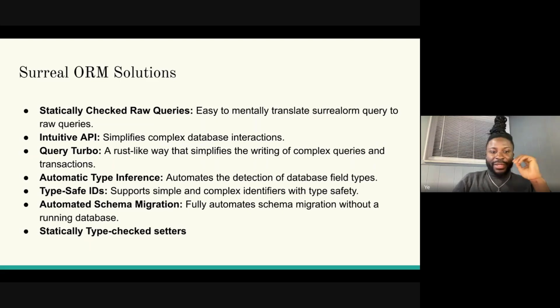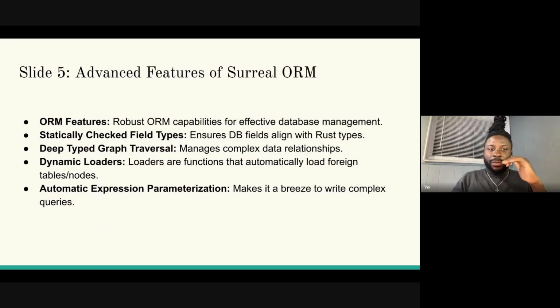And like I mentioned earlier, there's automatic schema migration, and we have a concept of statically type checkers also, which I'll be showing in a bit. So what type checkers allow you to do is when you want to set, mostly in your update queries or merge queries, if a field is, let's say, age and it's unsigned integer 8, if you try to put a string or even an unsigned integer 64, you're going to get a compile time error. And we've got some other ORM features like statically checked fields I mentioned. And also we have a concept of deep type graph traversal, which I'll be demoing also in a bit.